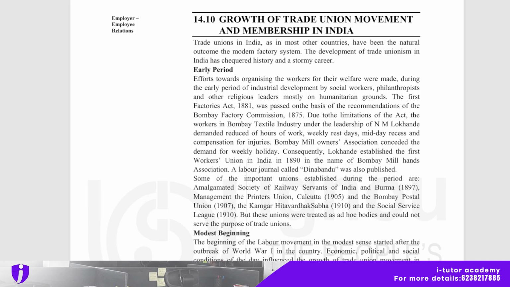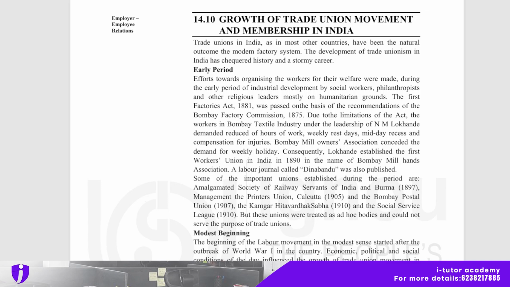The early period. Efforts towards organizing the workers for their welfare were made during the early period of industrial development by social workers, philanthropists, and other religious leaders, mostly on humanitarian grounds. The first Factories Act 1881 was passed on the basis of the recommendation of the Bombay Factory Commission 1875. Due to the limitations of the act, the workers in the Bombay textile industry, under the leadership of N.M. Lokhande, demanded reduced hours of work, weekly rest days, midday recess and compensation for injuries.